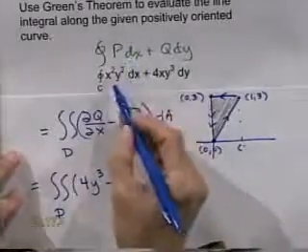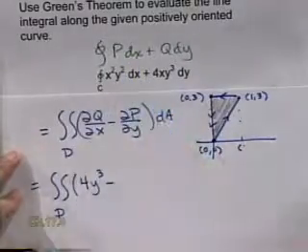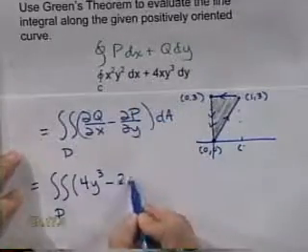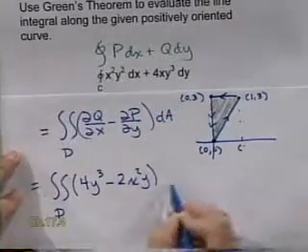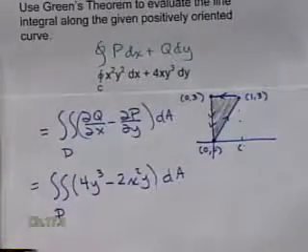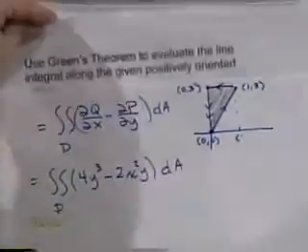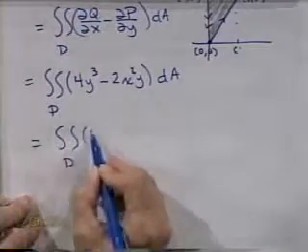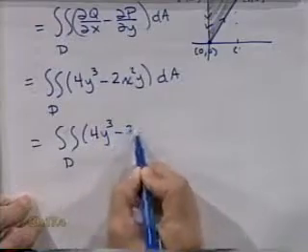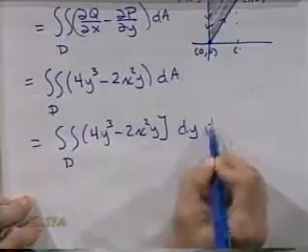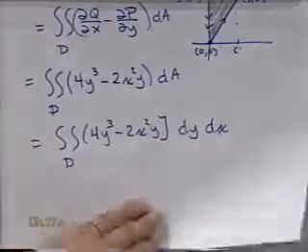Partial of p with respect to y is 2. Bring down a 2, and we get 2x squared y, and then we're going to go dA. Okay, and we have to decide how we're going to do it. Now I think I can just slide this up here. So this is going to equal the integral over D of 4y cubed minus 2x squared y. And we can go dy dx or dx dy. I think I'll go dy dx.